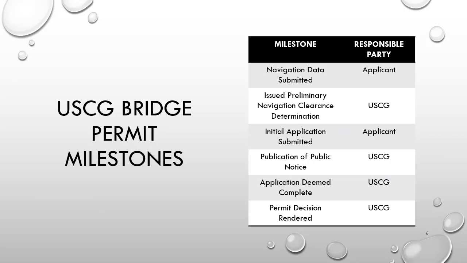The Coast Guard's public notice, when another agency like Federal Highway is lead, serves to alert the public and other stakeholders that we've received an application and are seeking comments related to potential impacts to navigation.